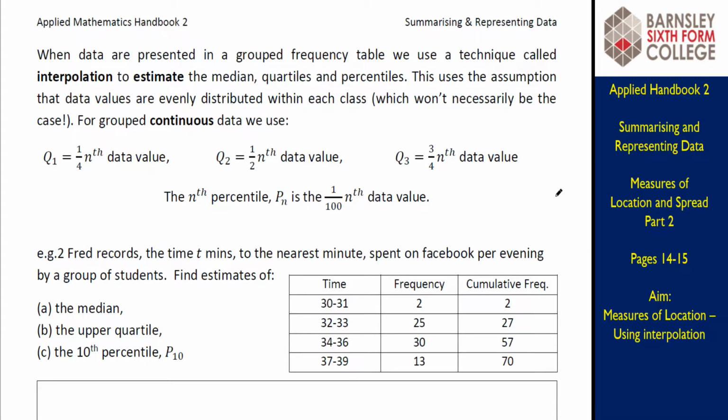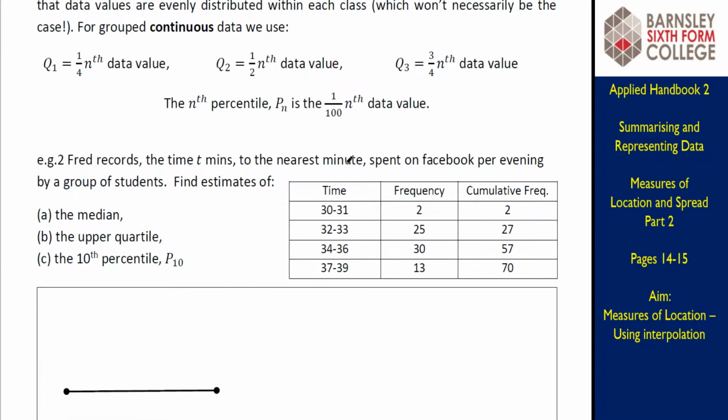So when we're using interpolation, we're finding an exact value for the median. It's still only an estimate, because we don't know the exact values when it's grouped data. But what we can do is make an assumption that the data is spread evenly. It's a good assumption to make. It might not quite work like that in reality, but it's the best way to get the best estimate possible.